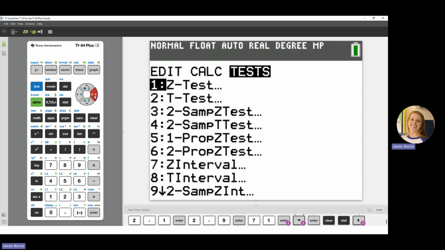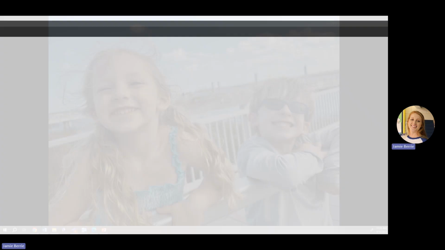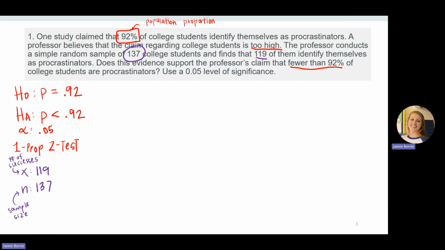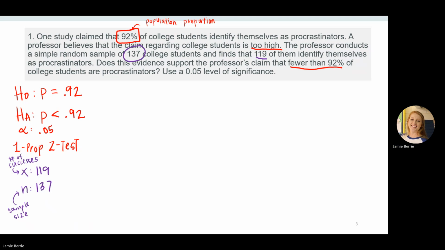We're going over to test, and option 5 is one proportion Z test. All right, hit enter. We've got our null hypothesis, so the value currently believed to be true is 92%. X is, what do we say, 113? I think that's right, but you aren't here to tell me. 119. Good thing we checked. 119. And then what was our sample size? 137.